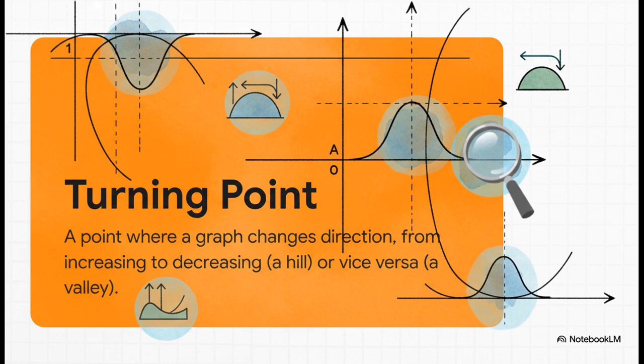We're on the hunt for turning points. Now, these are just the spots on a graph where the line changes its mind. It stops going up and starts heading down, which makes a hill. Or it stops going down and starts heading back up, creating a valley.